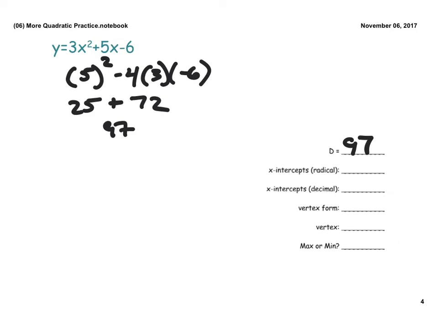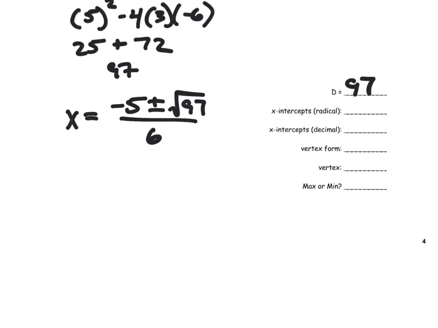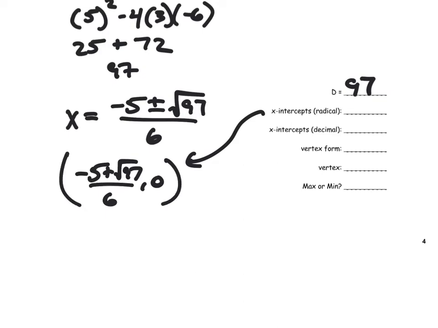With this one, there's not a common factor that can come out with that 3 and the 5, so I'm not going to use completing the square. I'm going to use the quadratic formula here. So we're going to go with x equals negative b plus or minus the square root of 97 all over 6. That's 2 times a. So our x-intercepts then, our radical forms, would be negative 5 plus the square root of 97 all over 6, comma 0. That's one of them. The other one would be negative 5 minus the square root of 97 over 6, comma 0.